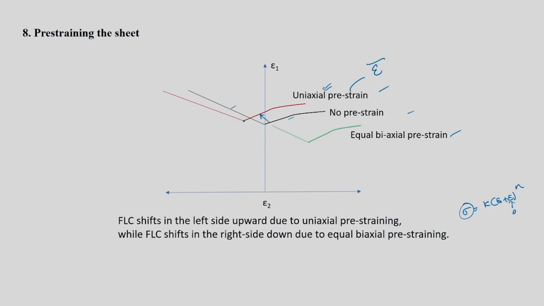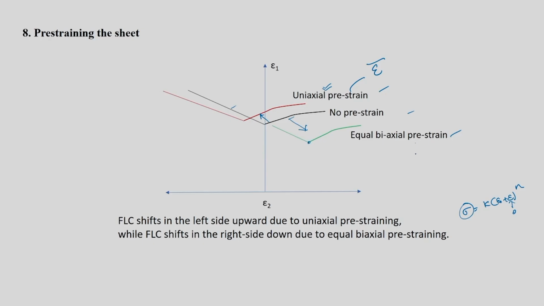And the same thing if you do it totally opposite to that. Suppose you are pre-straining in equibiaxial tension, equibiaxial plane strain, that means on the extreme right of your forming limit diagram. Then you will see that your black color forming limit curve is going to become the green color one, where specifically your plane strain has moved towards the right side.